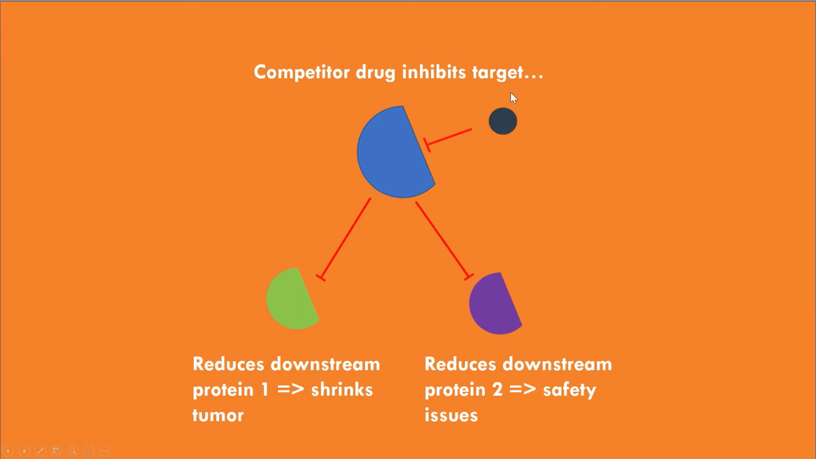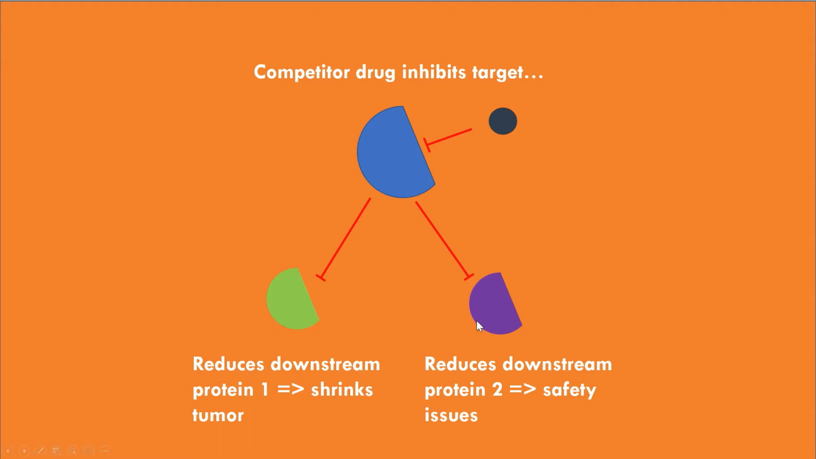So the competitor drug inhibits the target here, which reduces downstream levels of both of these proteins. In this case of downstream protein 1, reducing levels is good because that shrinks tumor. But in the case of downstream protein 2, it's not good to reduce the levels of this protein because it's needed for healthy function, so it causes safety issues.